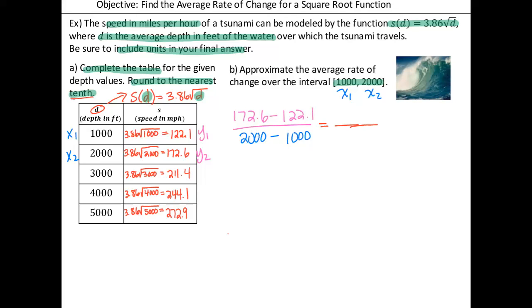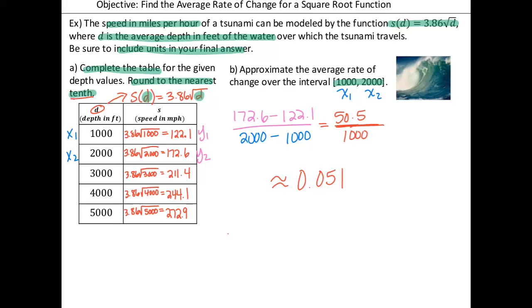So if we subtract those, can you guys subtract those for me? I know the denominator is 1,000. You guys get 50.5? Yeah. Okay. And then divide 50.5 by 1,000. You get 0 point something. 0.0505, so 0.051. We're just going to do 3 decimal places. 0.051. And then we need to talk about the units.